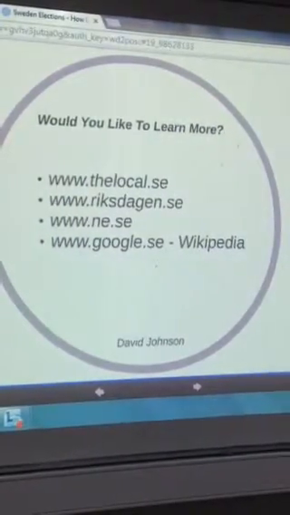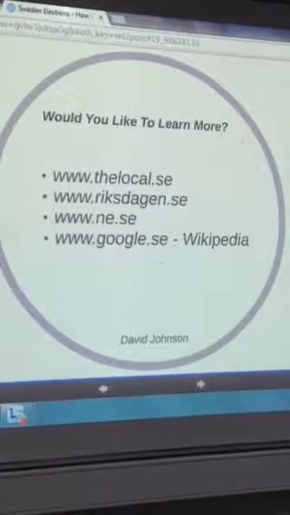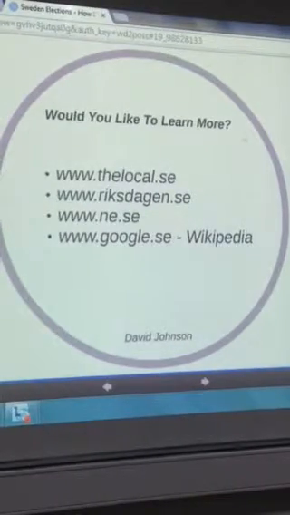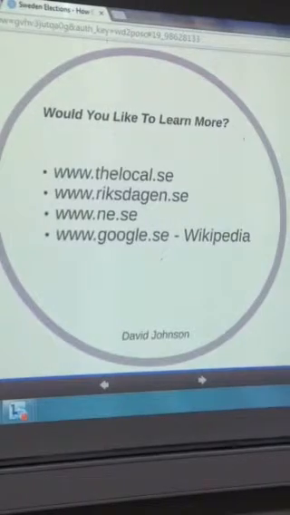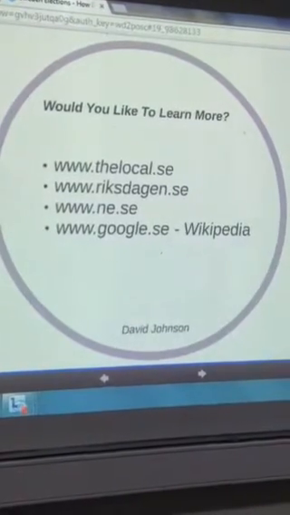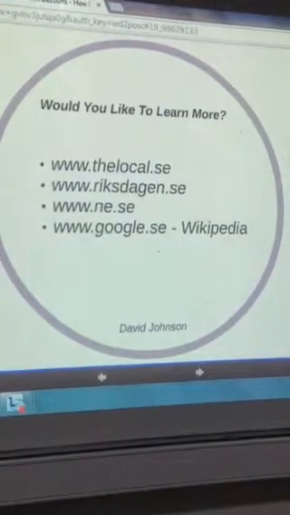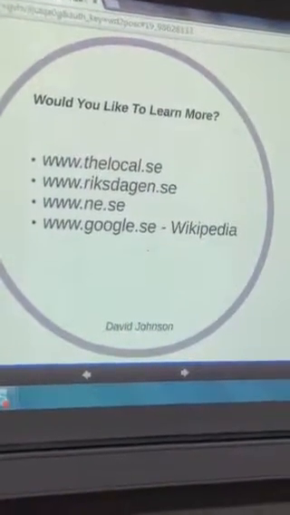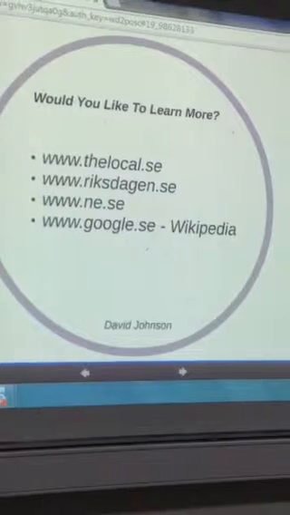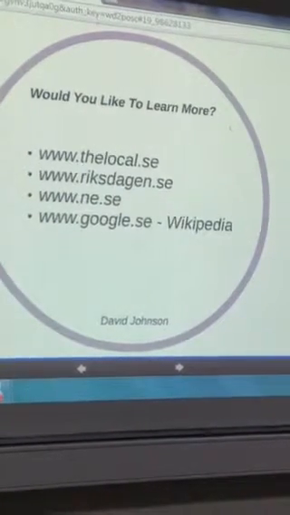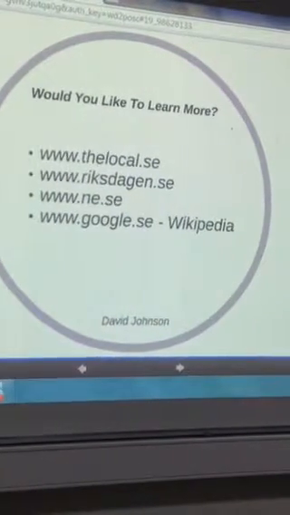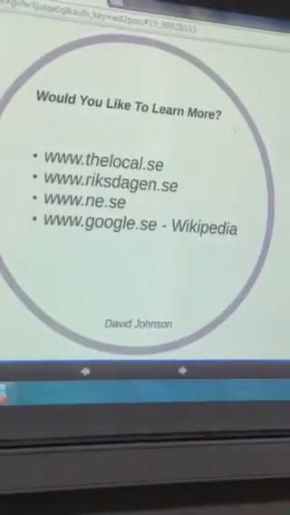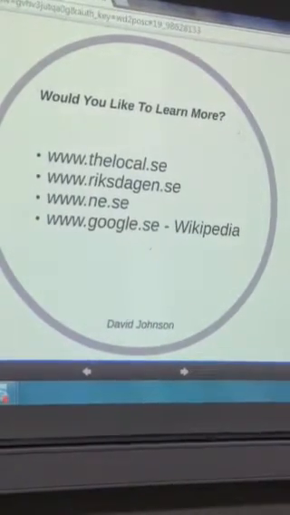And if you feel interested in Sweden's political system, I recommend you to visit the following websites to learn more. You can use thelocal.se, riksdagen.se, which also has an English translation, ne.se, and you can also use Google and Wikipedia. On these websites, you will find some valuable information about the Swedish political elections, and I promise you, you won't regret listening to them.